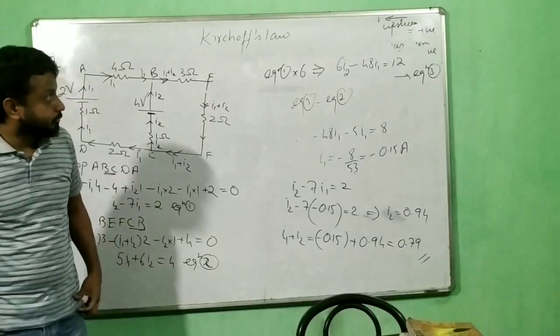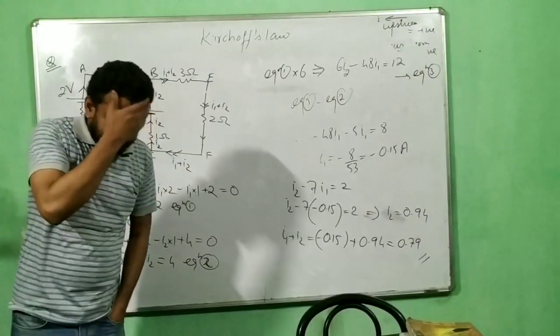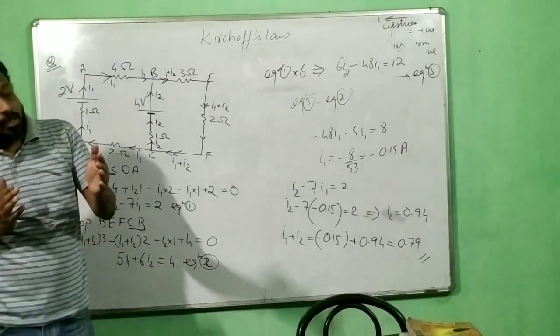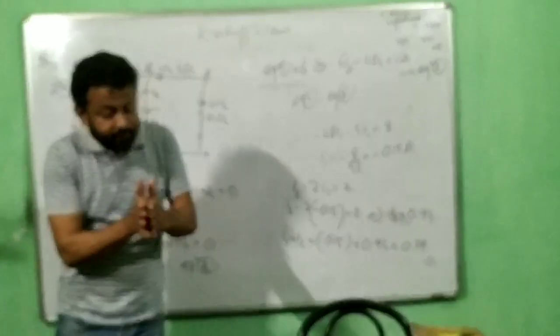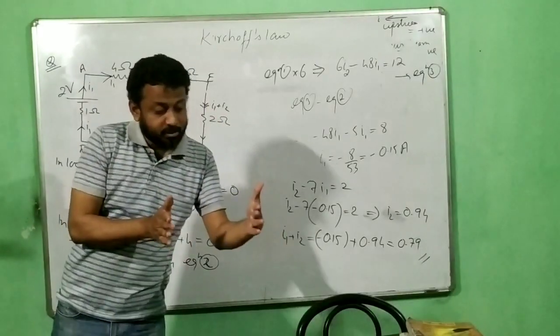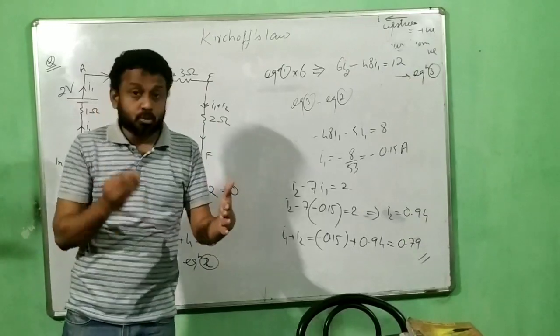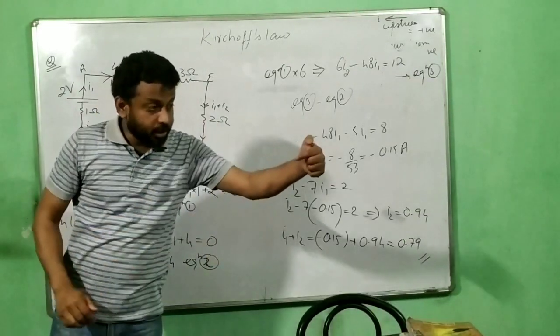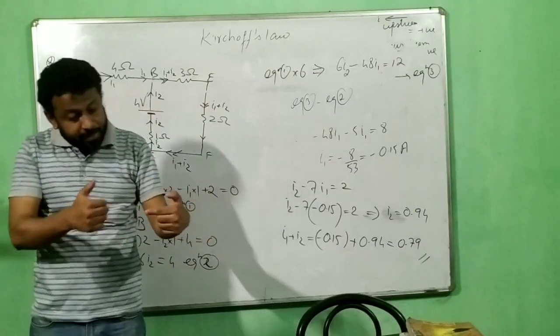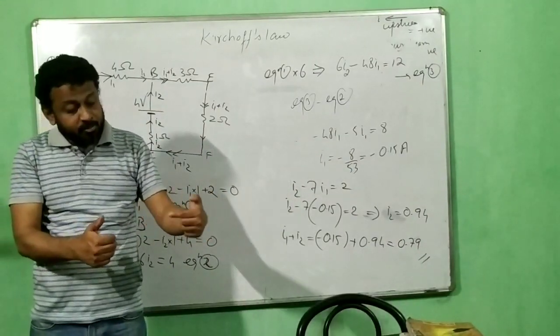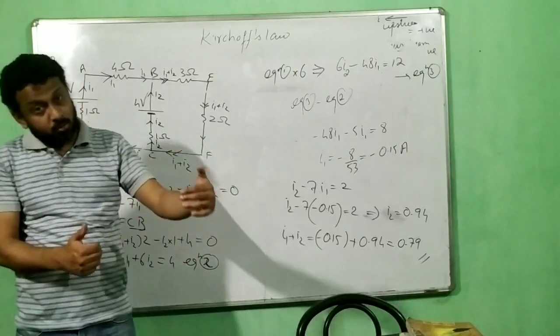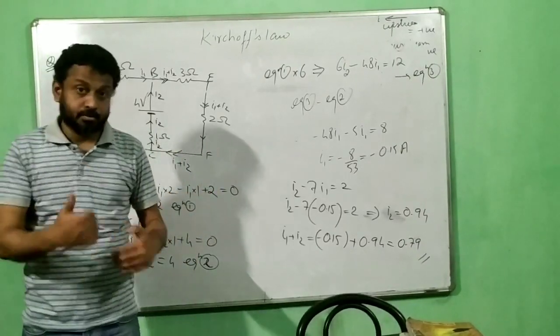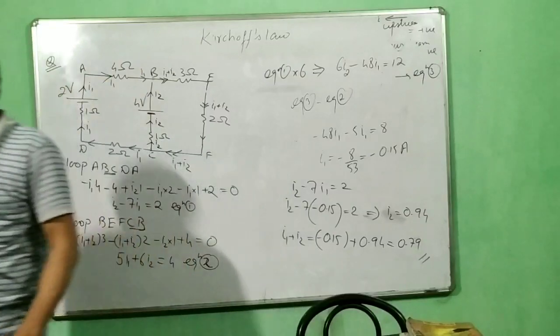And similarly, when you are crossing the battery such that you encounter the negative terminal first and then the positive terminal, that means you are going from low to high, you are going upstream, positive. If you encounter positive first and then negative terminals later, that means you are going from high to low, you are going downstream, so negative. So downstream negative, upstream positive.